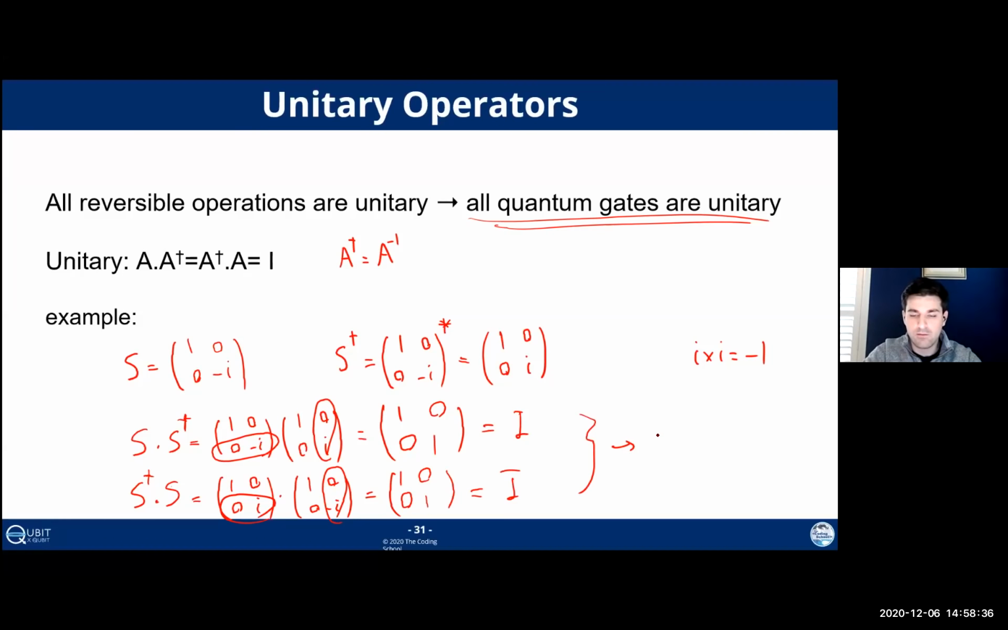So, for example, this S is a unitary operator. S is unitary. And again, the idea of unitary operators is that they're quantum operators that are reversible. So if you apply them, there's something that you can apply that reverses the effect. And that thing that you can apply is the conjugate transpose.